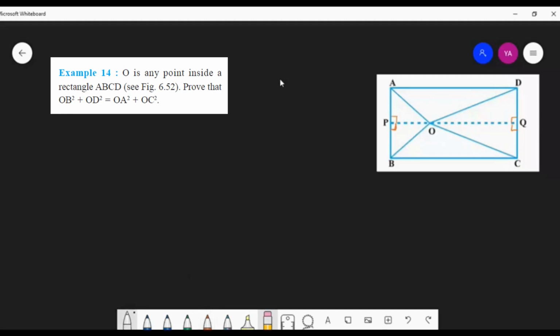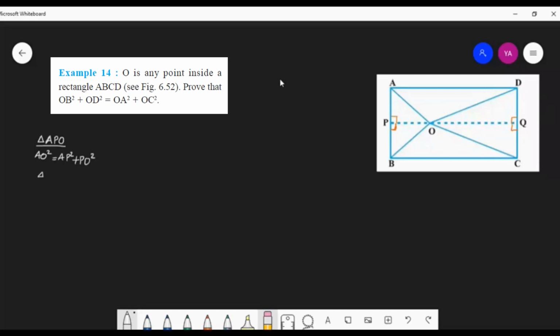So first right triangle, what's the name? AOP or APO. So we start from triangle APO. Apply Pythagoras theorem in triangle APO. What will you get? AO square is equal to AP square plus PO square.